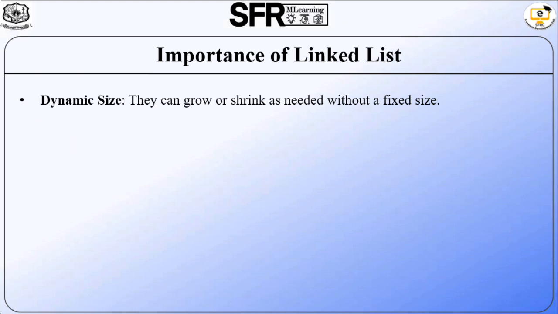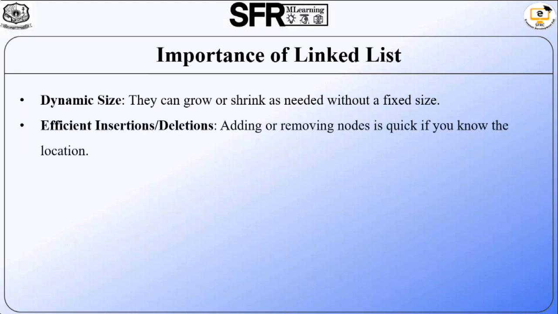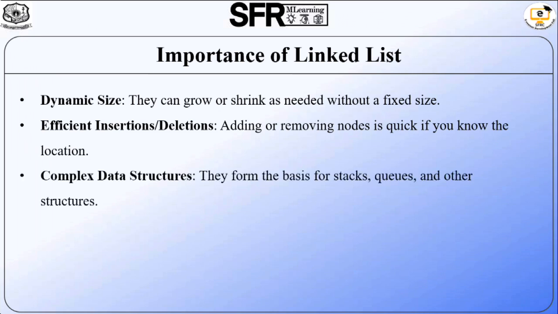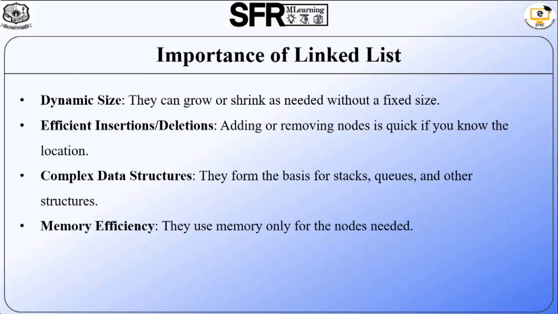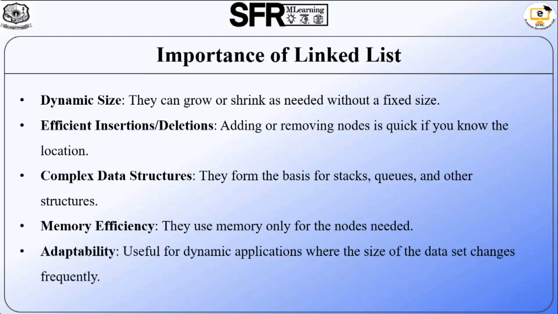The first advantage is dynamic size, that is, they can grow or shrink as needed. So there is no fixed size. Next is efficiency. Insertion and deletion are more efficient. Next is complex data structures. They form the basis for stack, queue and other structures also. Next is memory efficiency. They use memory only for the nodes needed. So memory efficiency is one of the main advantages. Next is adaptability. So these are the important points.